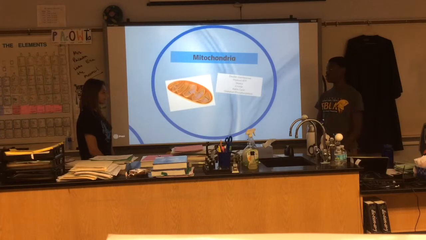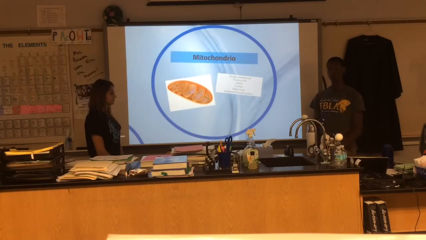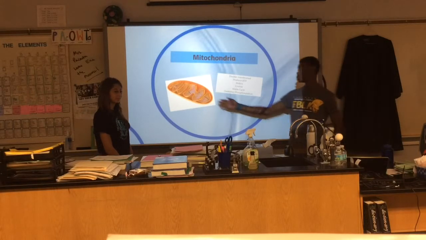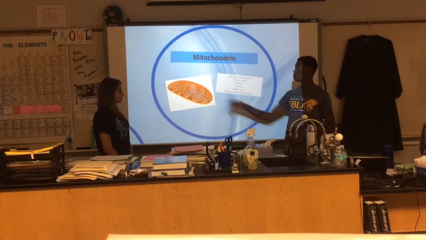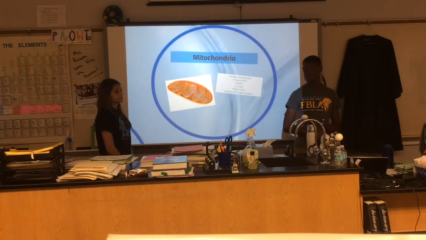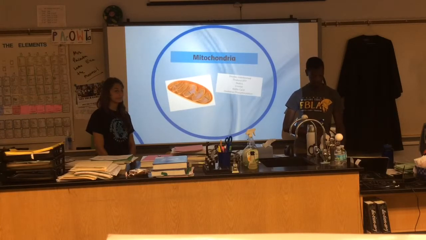Next, we have the mitochondria. These are double membrane structures that produce ATP for the cell. Now they are composed of the matrix, which is within the folds, and the cristae, which is the folds. The Krebs cycle, which is one of the processes of ATP production, happens within the matrix, while oxidative phosphorylation, another process, happens within the cristae.